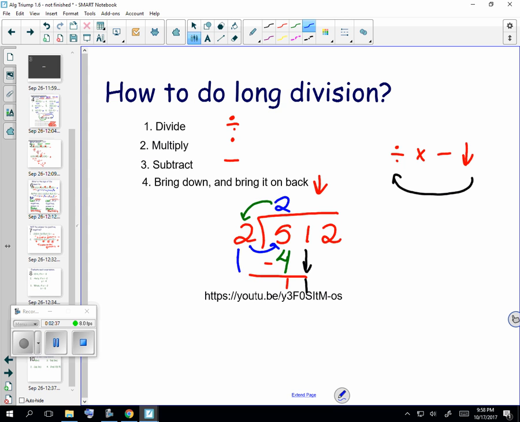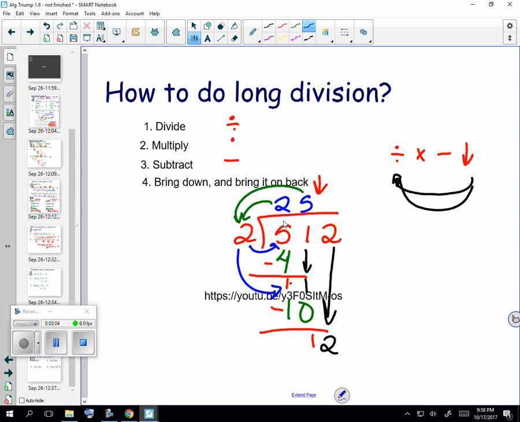Divide. 2 goes into 11. 2, 4, 6, 8, 10. 5 times. Multiply to check how much we used. 5 times 2 is 10. Subtract. 11 minus 10. 1 minus 0 is 1. 1 minus 1 is 0. Bring down the 2. And go back to the beginning of our statement.